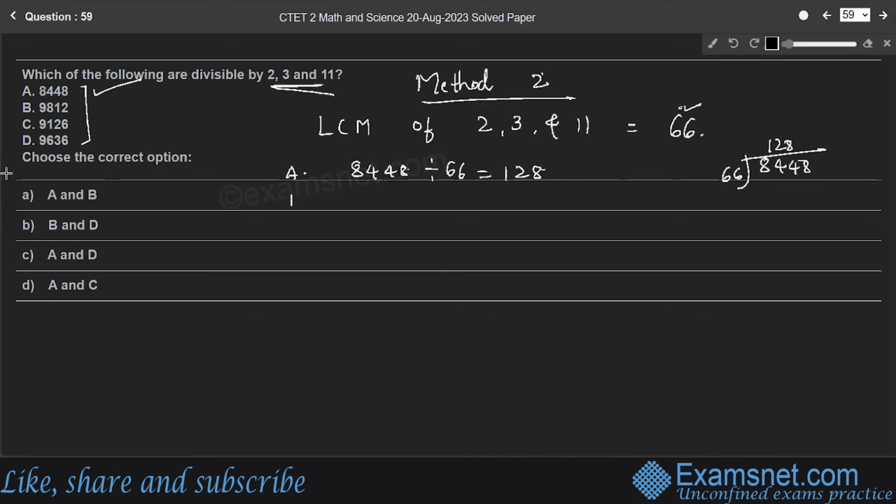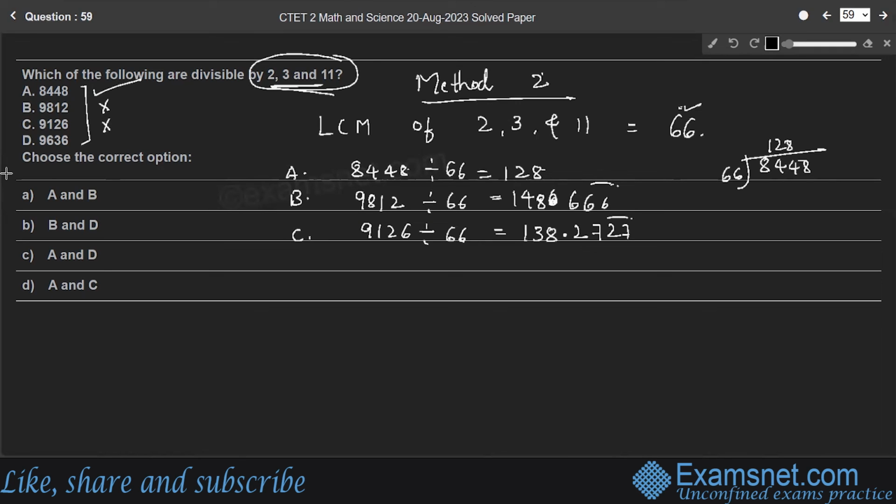So, it is divisible. Consider the second number 9812, whether it is divisible by 66 or not. So 9812 by 66, you will get a fraction, 148.666 recurring, right? Therefore, it is not completely divisible by 66. Consider number C. 9126 divided by 66 will give you a decimal number, 138.2727 recurring. Therefore, not divisible by the given three numbers 2, 3 and 11.